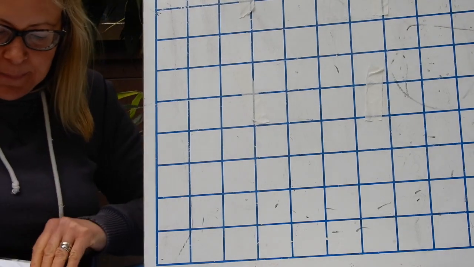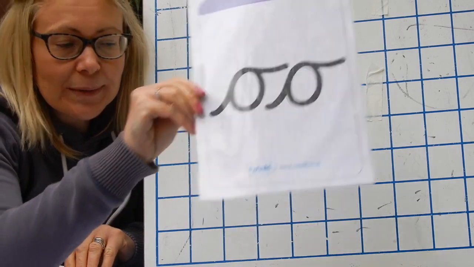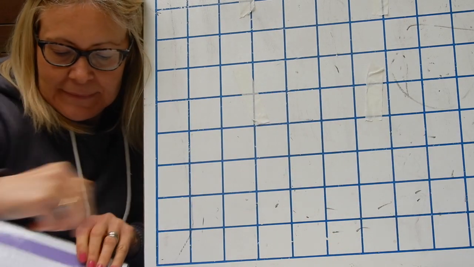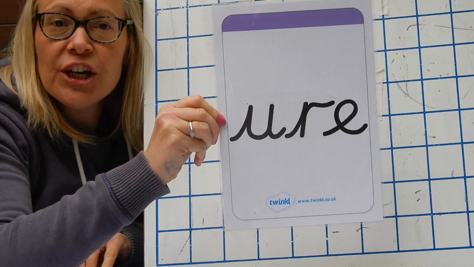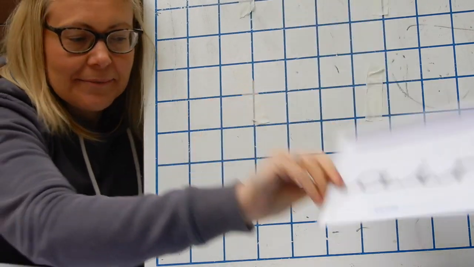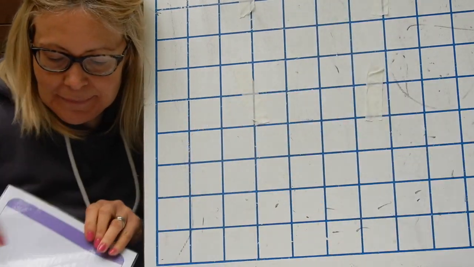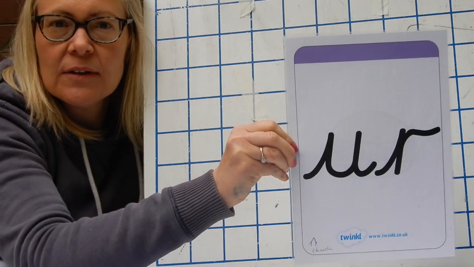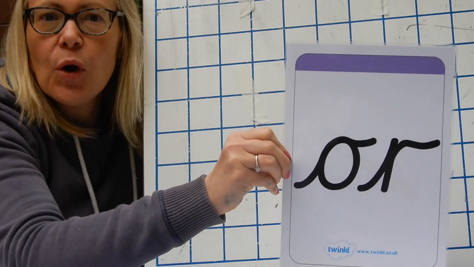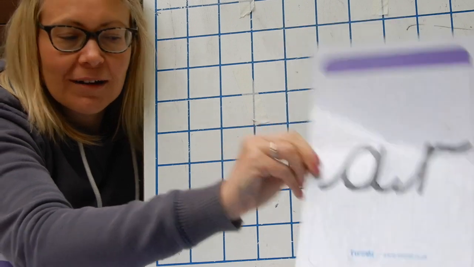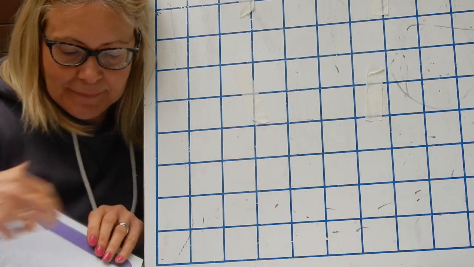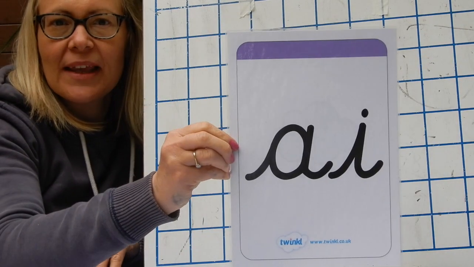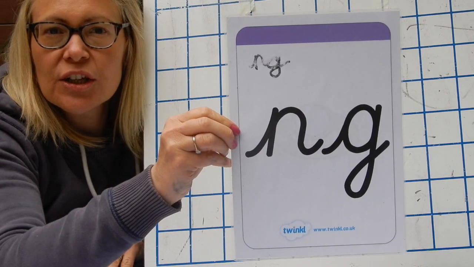And let's start with this one. Or the longer oo. Y. Or mainly y. Air. Ear. Oi. Ow. Or. R. O. I. E. A. Ng.